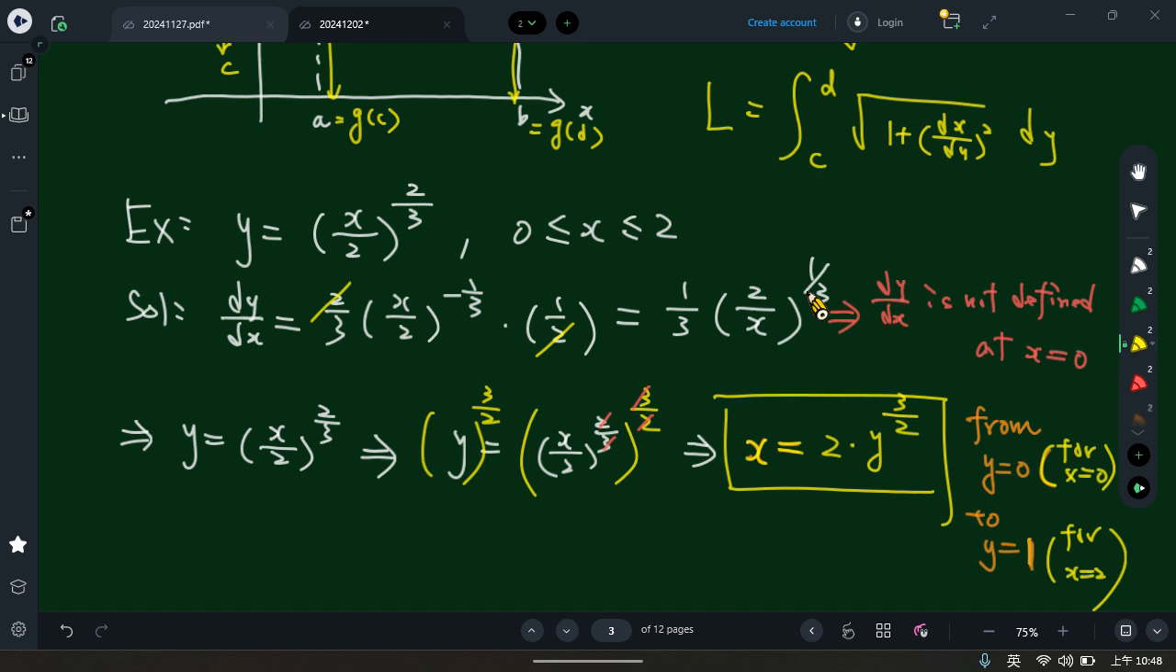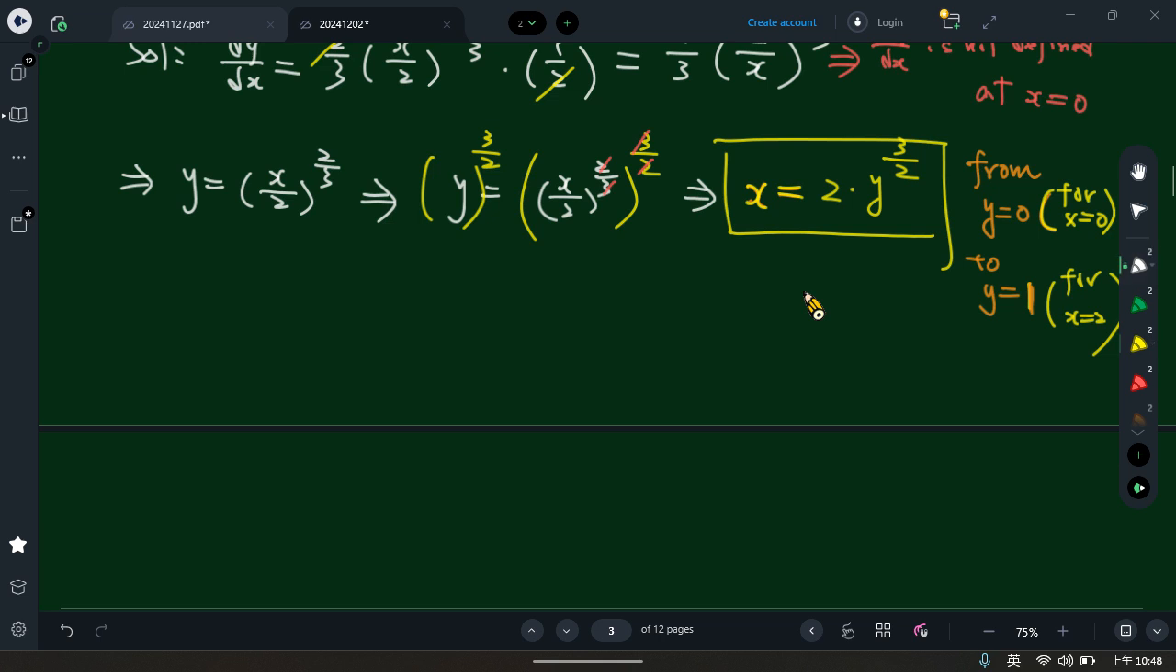Right now, because we just changed our angle from x to y, we definitely need to find the start point from the y angle. So how can we get y equal to 0? Because the start point is x equal to 0, we just use 0 here, so we get y also 0. For x equal to 2, we put 2 here, then we get 1. So the end point is y equal to 1.